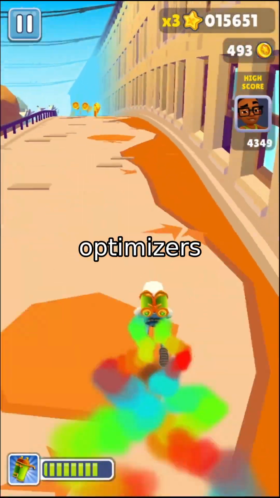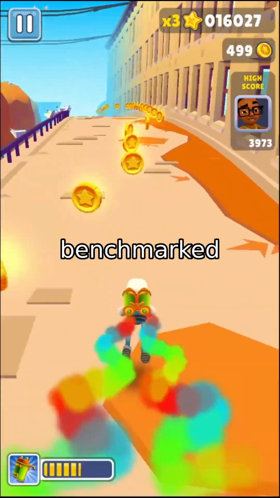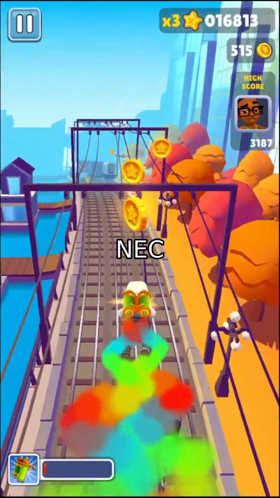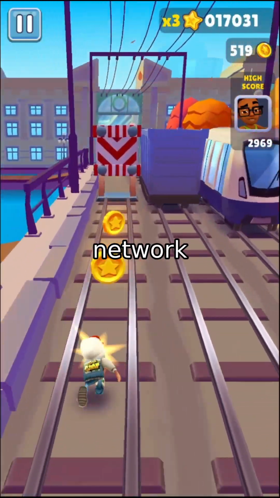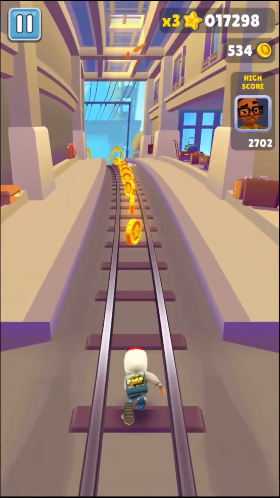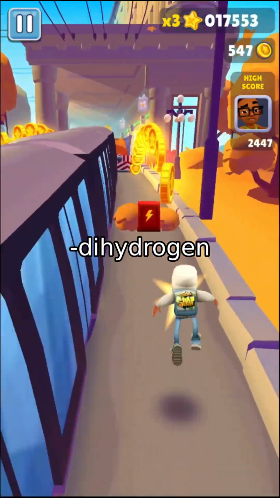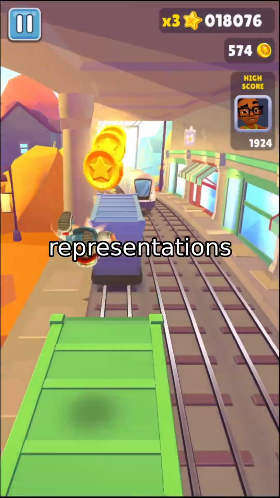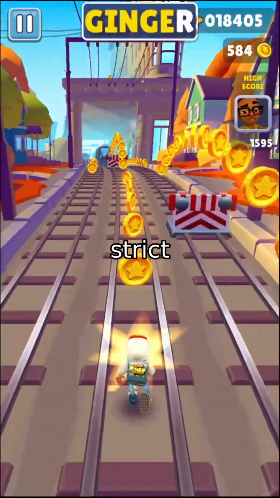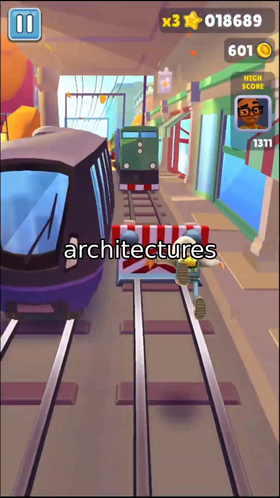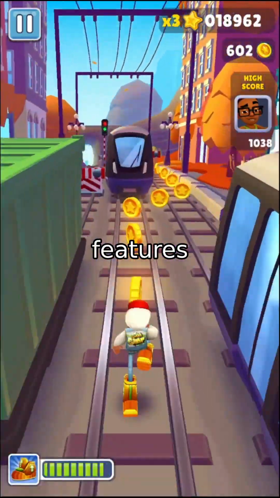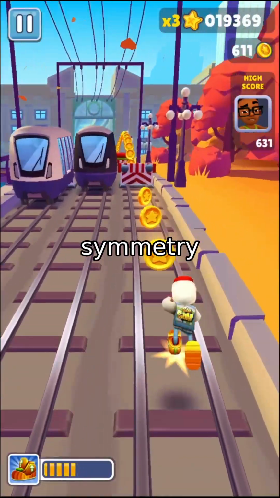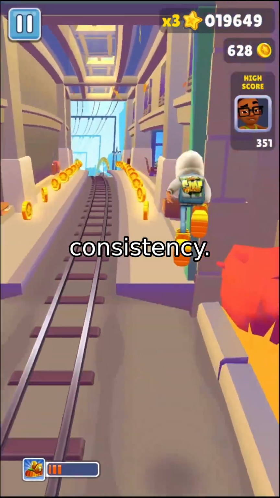We implemented these optimizers directly into the NequIP framework and benchmarked them across two physically distinct systems. First, liquid water modeled with NequIP, an equivariant graph neural network that propagates features via message passing. Second, the solid acid electrolyte cesium dihydrogen phosphate, or CDP, modeled with Allegro, which builds many-body representations through iterated tensor products within a strict local cutoff. Both architectures are E3 equivariant, meaning their internal features transform predictably under rotations, reflections, and translations. This symmetry is crucial for data efficiency and physical consistency.